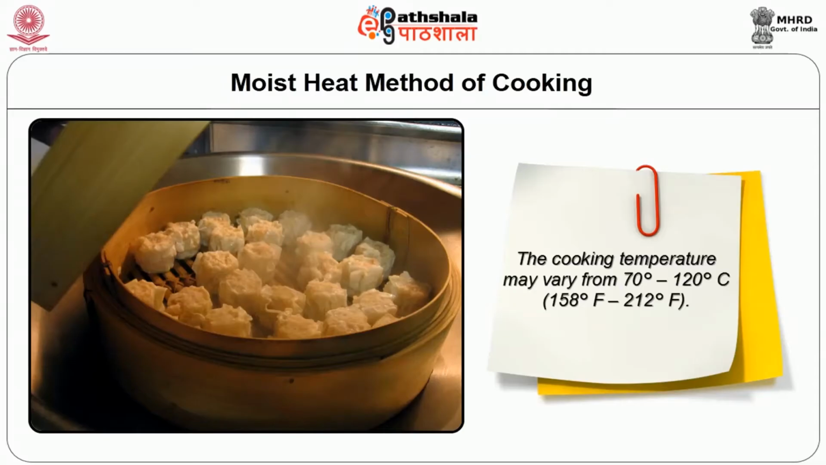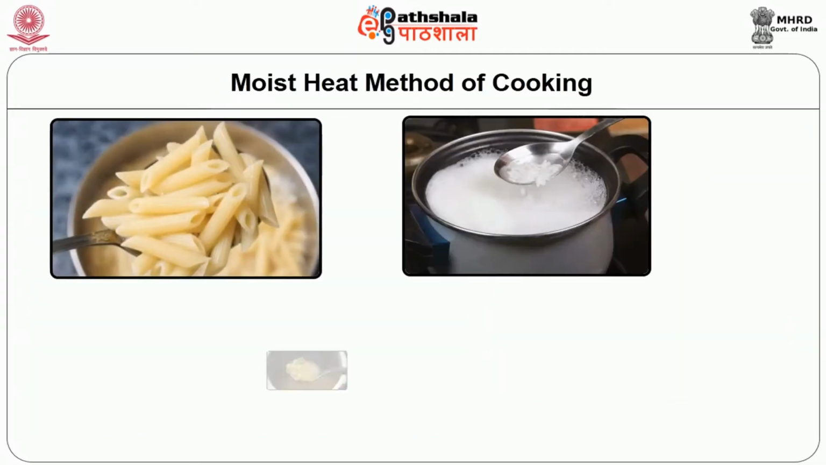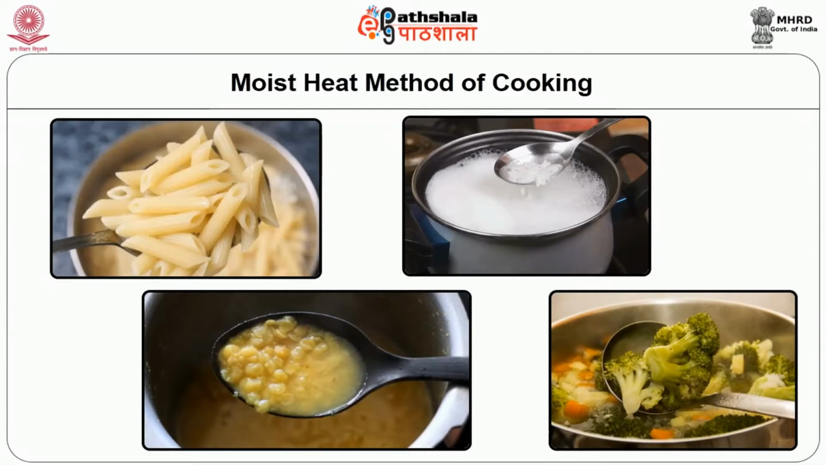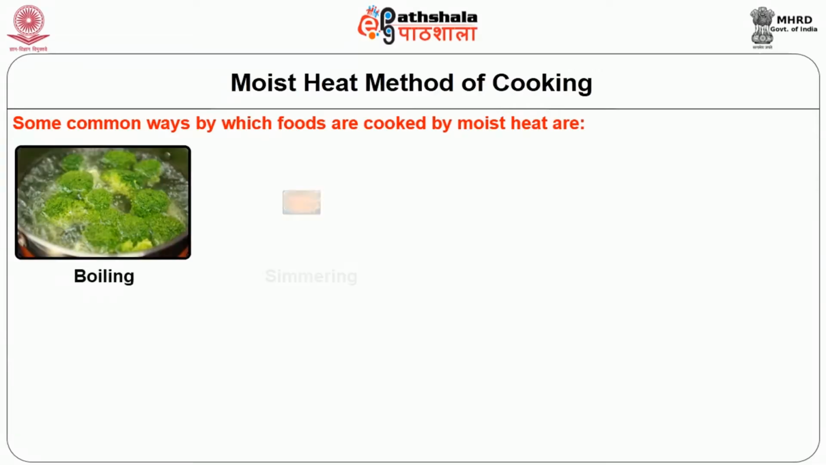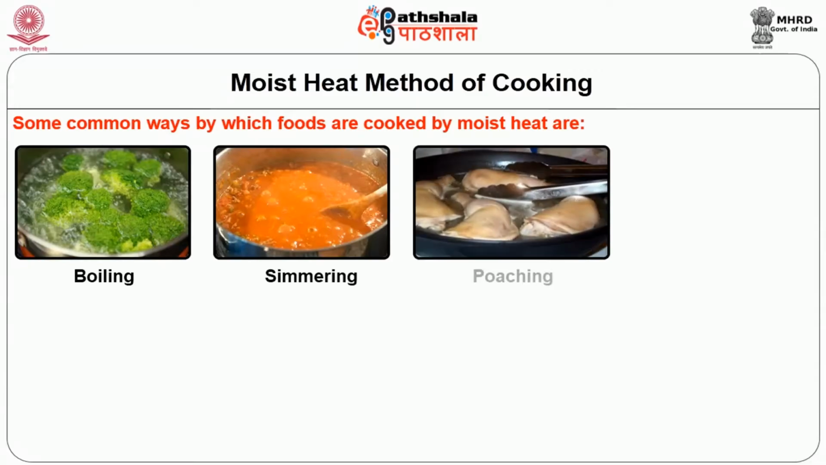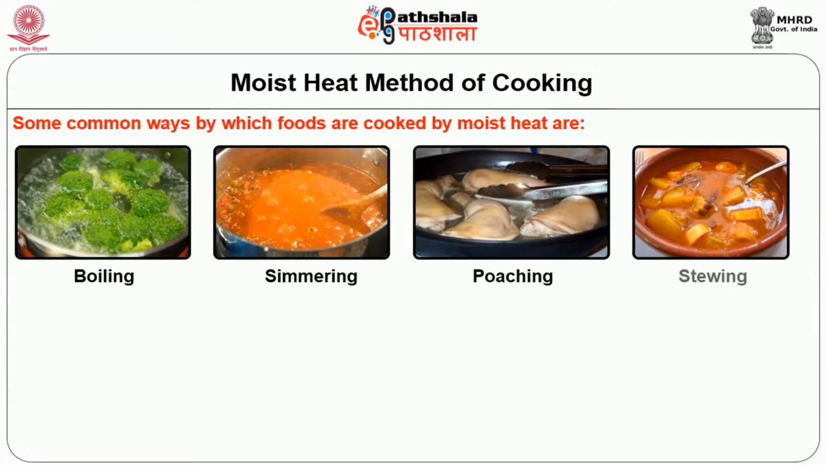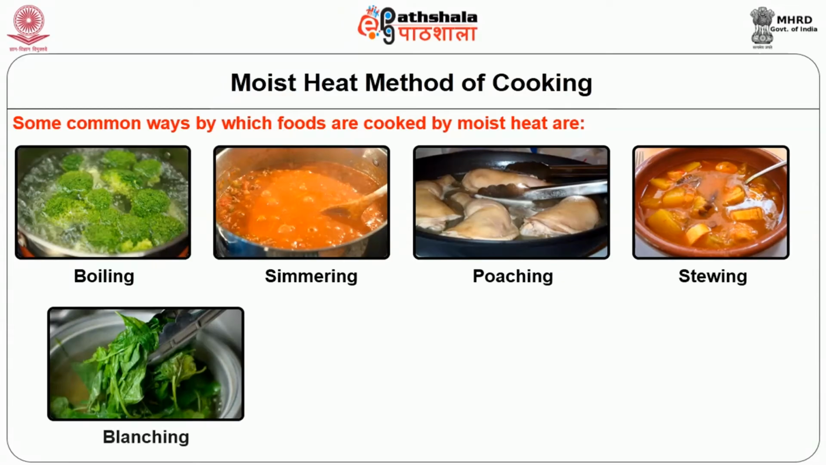These methods are particularly suitable for preparing pasta, rice, pulses and vegetables. In moist heat methods, food is put into boiling water or cooked in the steam which comes out from the boiling water. I hope you understood the principle behind it. Some common ways by which foods are cooked by moist heat are boiling, simmering, poaching, stewing, blanching, steaming and pressure cooking.